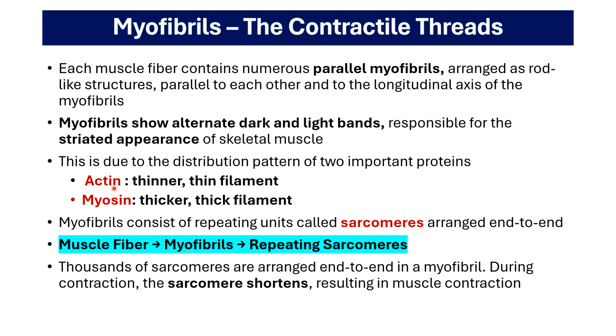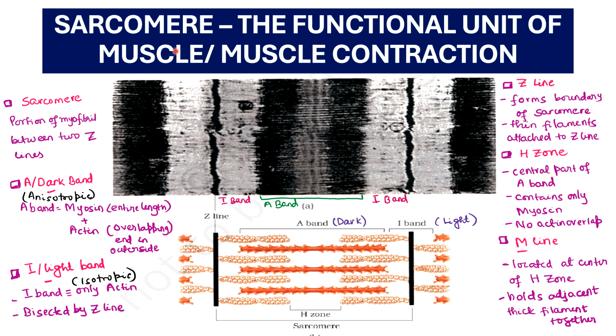And the specific arrangement of actin and myosin is responsible for showing the dark and the light bands, or the striated appearance. Let us now understand the structure of the sarcomere, the functional unit of muscle contraction. You can see this is the image of a section of myofibril, and it shows alternate light and dark bands. The light band is called the I band or isotropic band, and the dark band is known as the A band or anisotropic band.